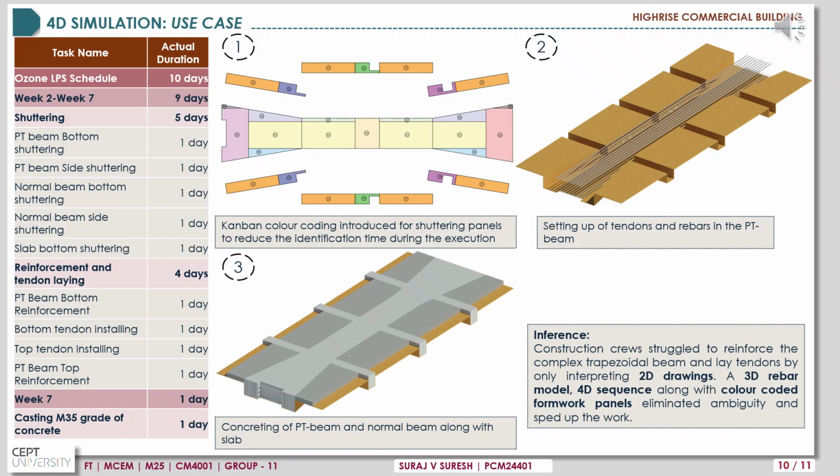The table mentioned here shows the bifurcated schedule for trapezoidal PT beam construction. The introduction of a 3D rebar model and 4D sequence along with color-coded formwork panels eliminated ambiguity and sped up the work.